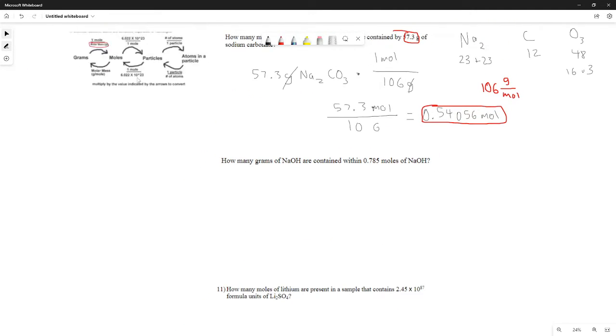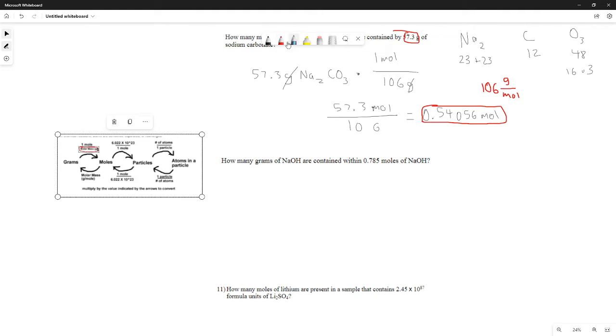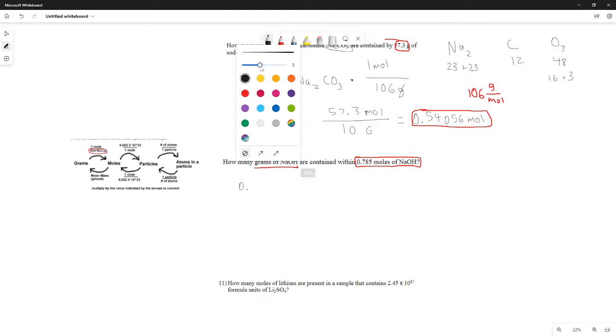Okay, so now we're given a different type of conversion. How many grams of NaOH? This is what we're looking for. And we're given 0.785 moles. So we already know our starting value is going to be moles. So let me put it in a different color. Increase the thickness maybe. 0.785 moles. And to get to grams, we have to multiply by the molar mass in grams per mole to get to that.